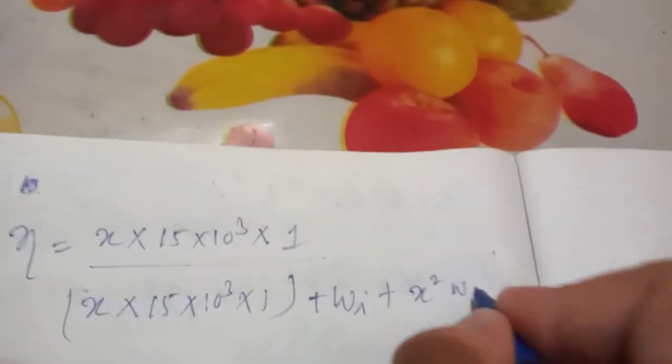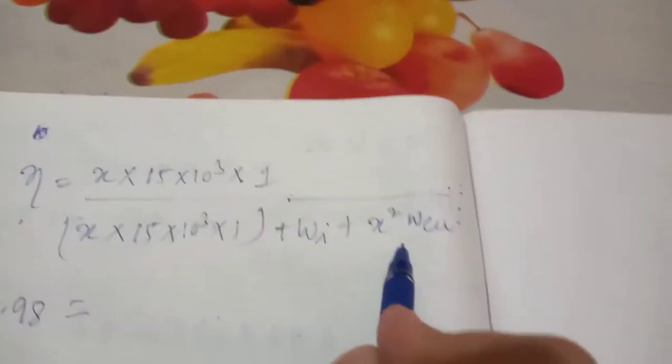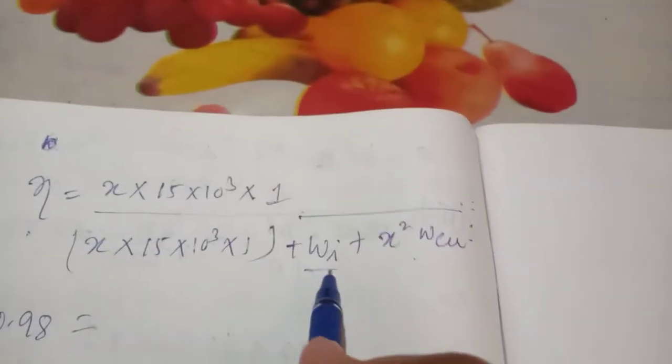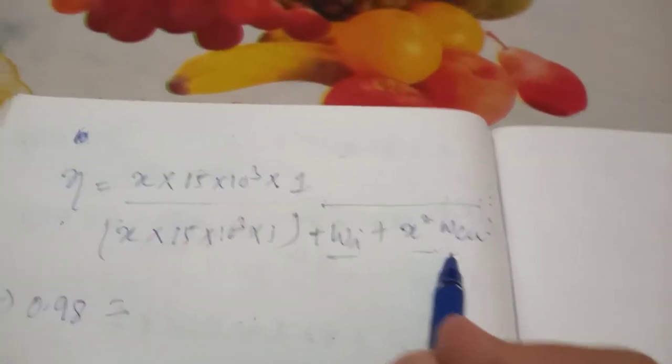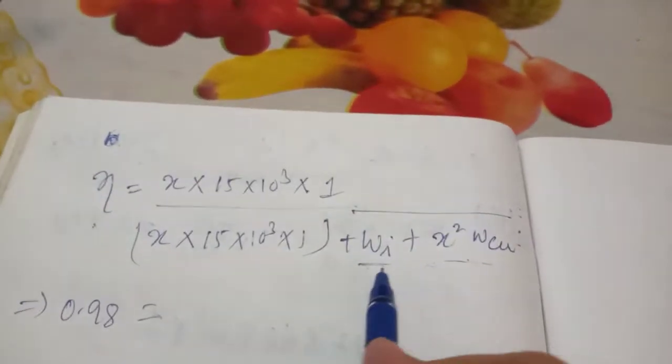Eta is equal to x into 15 into 10 to the power of 3 into 1, divided by x into 15 into 10 to the power of 3 into 1 plus Wi plus x square into WCU. Right? He is telling eta is maximum, 98%, 0.98. When the efficiency will be maximum, Wi must be equal to x square into WCU. Instead of writing x square WCU, can I write Wi? It will become 2 Wi.